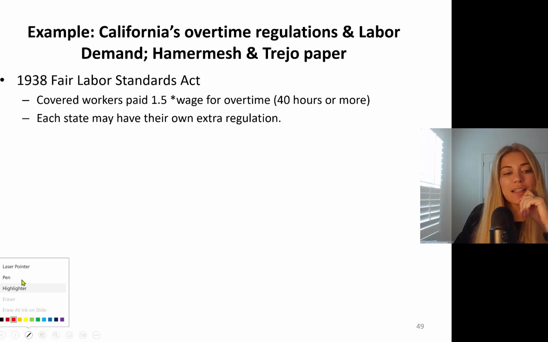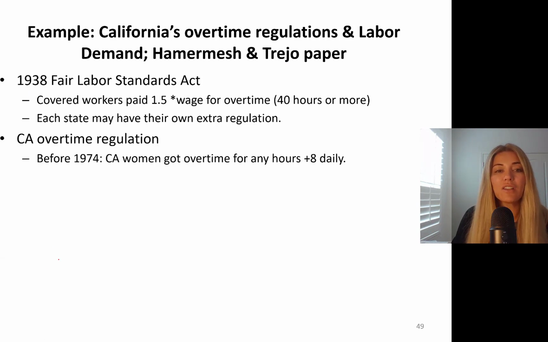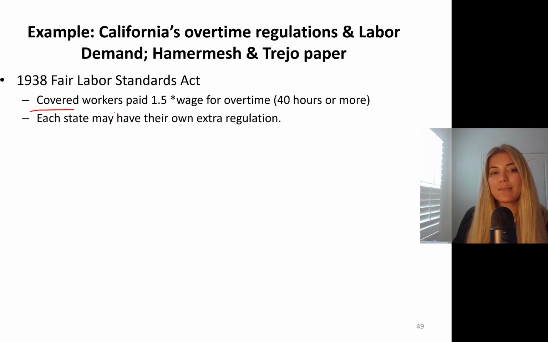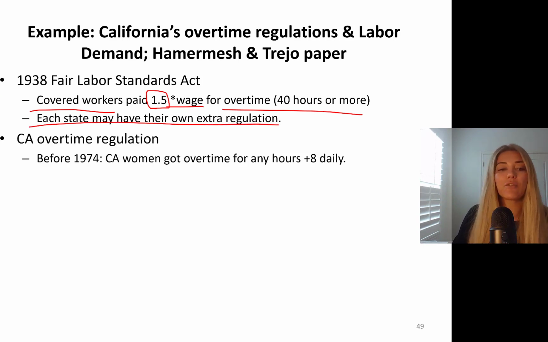This example pertains to California's overtime regulations and labor demand. This is a paper by Dr. Hamermesh and Dr. Trejo. The 1938 Fair Labor Standards Act basically said that covered workers, in almost all industries, were paid 1.5 times their wage for overtime. Federal labor law says you have to work 40 hours or more to qualify for 1.5 pay. But each state may have its own extra regulation, and California had one.